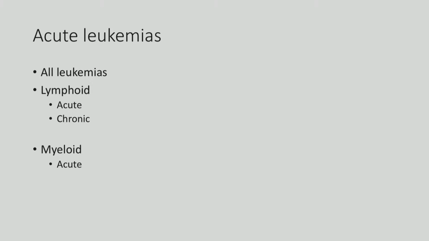In acute leukemias, flow cytometry is commonly used to diagnose lymphoid leukemias and myeloid leukemias. Lymphoid leukemias, both acute and chronic, can be diagnosed on flow cytometry. For myeloid leukemias, it is mainly used to diagnose acute leukemias. Chronic myeloid leukemia doesn't need flow cytometry for diagnosis. We just use a different method to diagnose chronic myeloid leukemias.